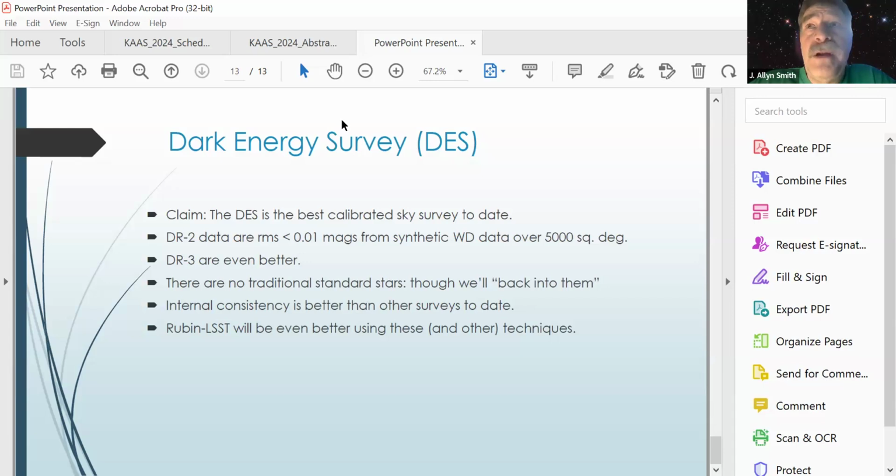The internal consistencies are better than any other survey done to date, including Pan-STARRS. Pan-STARRS, even with the multiple coads and multiple passes, still is not quite what we're touching. And looking ahead to Rubin, when that comes on the sky in another couple of years, it's going to do even better because we're using what we learned in Sloan, what we learned in Dark Energy Survey, and adding a couple of other techniques that are still in development but show promise. We probably will cut the DES uncertainties by another factor of 2. And that's it. I'll open it up to questions.